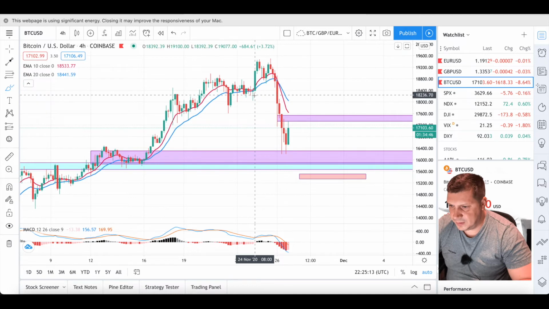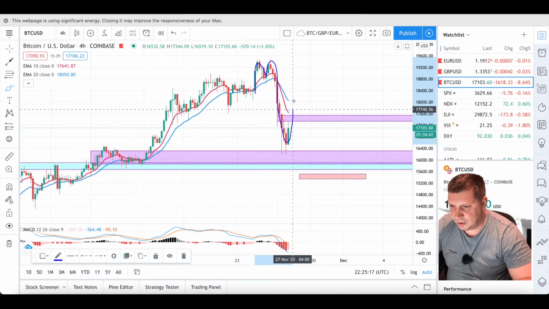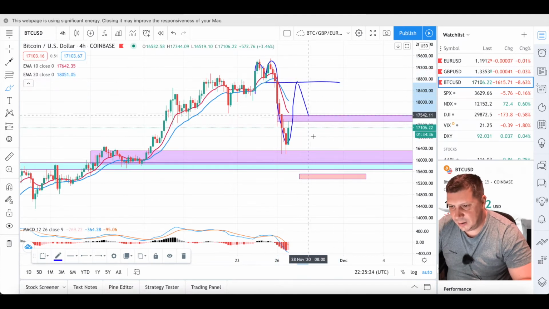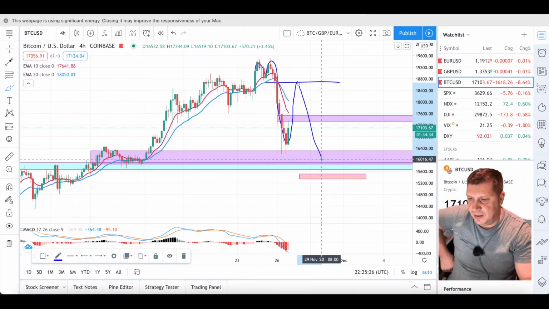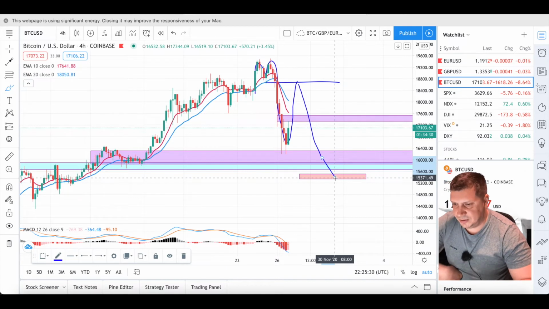Okay. So yes, this is what I was talking about, right? And when we hit this point, then we can go risk-free and take this trade probably all the way to this point.